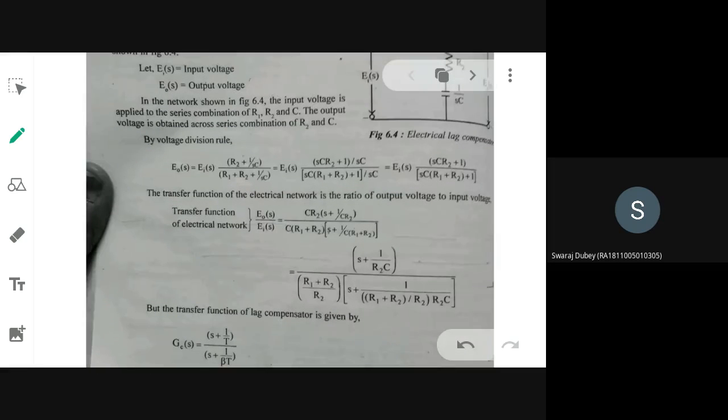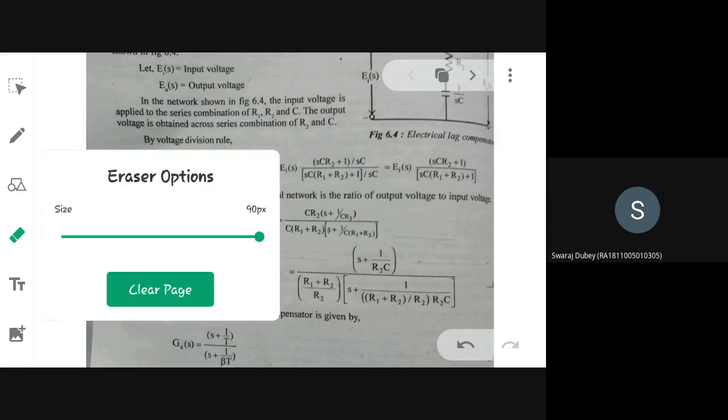Low pass filter. The circuit is an equivalent for a low pass filter. Okay, so the thing is proved. Okay, next.